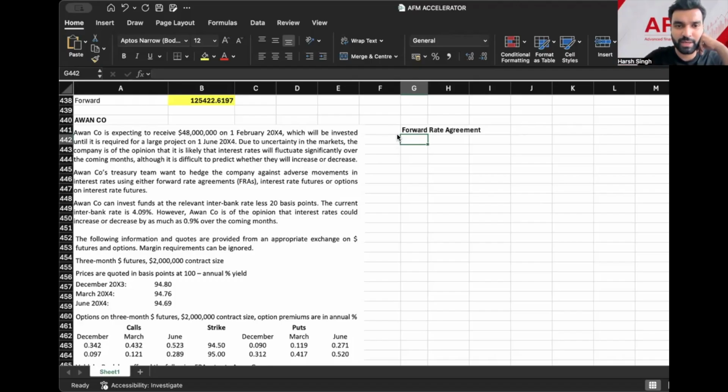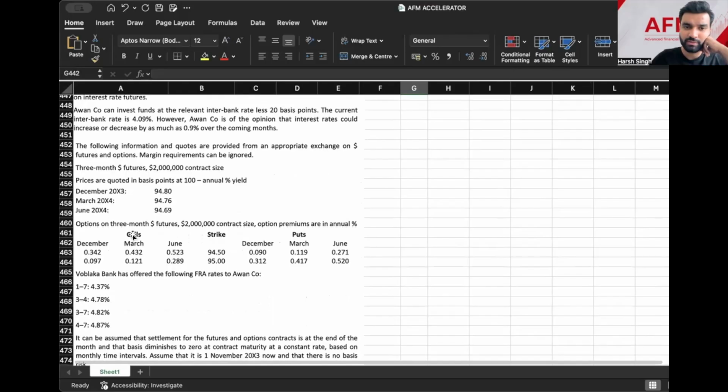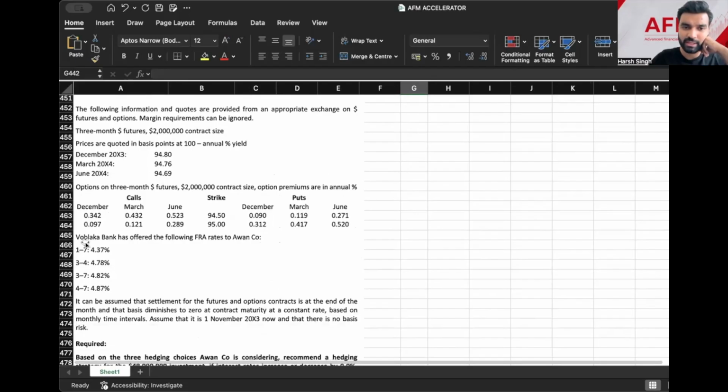Due to uncertainty in the markets, the company is of the opinion that it is likely that the interest rate will fluctuate significantly over the coming months. Although it is difficult to predict whether they will increase or decrease, it wants to hedge against it. So we are planning to use forward rate agreements, interest rate futures, or options on interest rate futures. It can invest at the relevant interbank rate less 20 basis points. The current interbank rate is 4.09. It is of the opinion that the interest rate could increase or decrease by 0.9. The 3 month futures data is given, everyone. Futures percentage yield is given, options data is given, and the FRA is given.